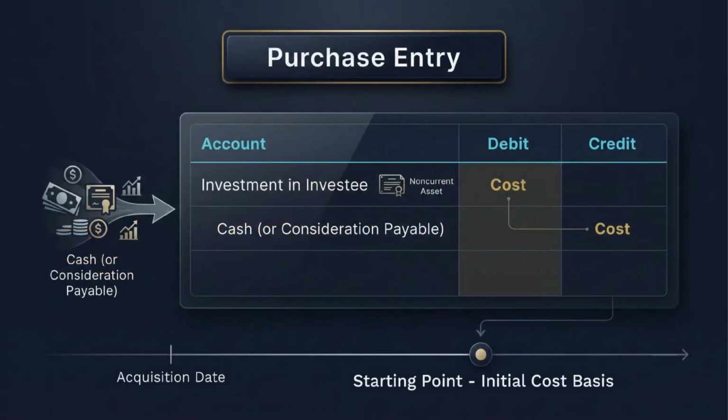At acquisition, the investor records the equity method investment at cost. The basic entry is debit investment in investee and credit cash, or credit consideration payable if the purchase has not been paid immediately in cash. This entry creates a non-current investment asset. There is normally no income statement effect at the purchase date. The investor has simply exchanged one asset, cash or other consideration, for another asset, the equity method investment. This cost becomes the starting point for all later equity method accounting. So the starting number must be correct and well documented.